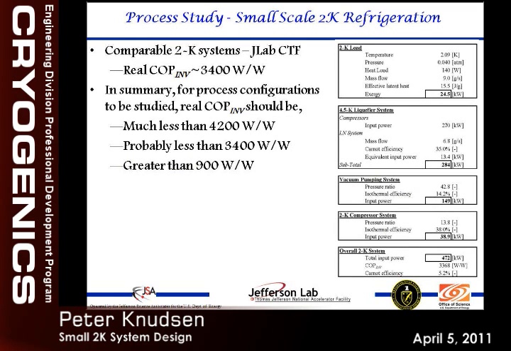For comparable 2K systems, we mentioned we're using the JLab CTF to help us out. Its real COP inverse is on the order of 3,400 watts per watt. I'll qualify that to say that's the way it should ideally behave. There are some other issues with the CTF why it doesn't actually get that, but if it was done correctly, it should get 3,400 watts per watt. So in our study, we're looking for something that's much less than 4,200, which is our direct vacuum pumping. Probably less than 3,400, we would hope, but greater than 900.